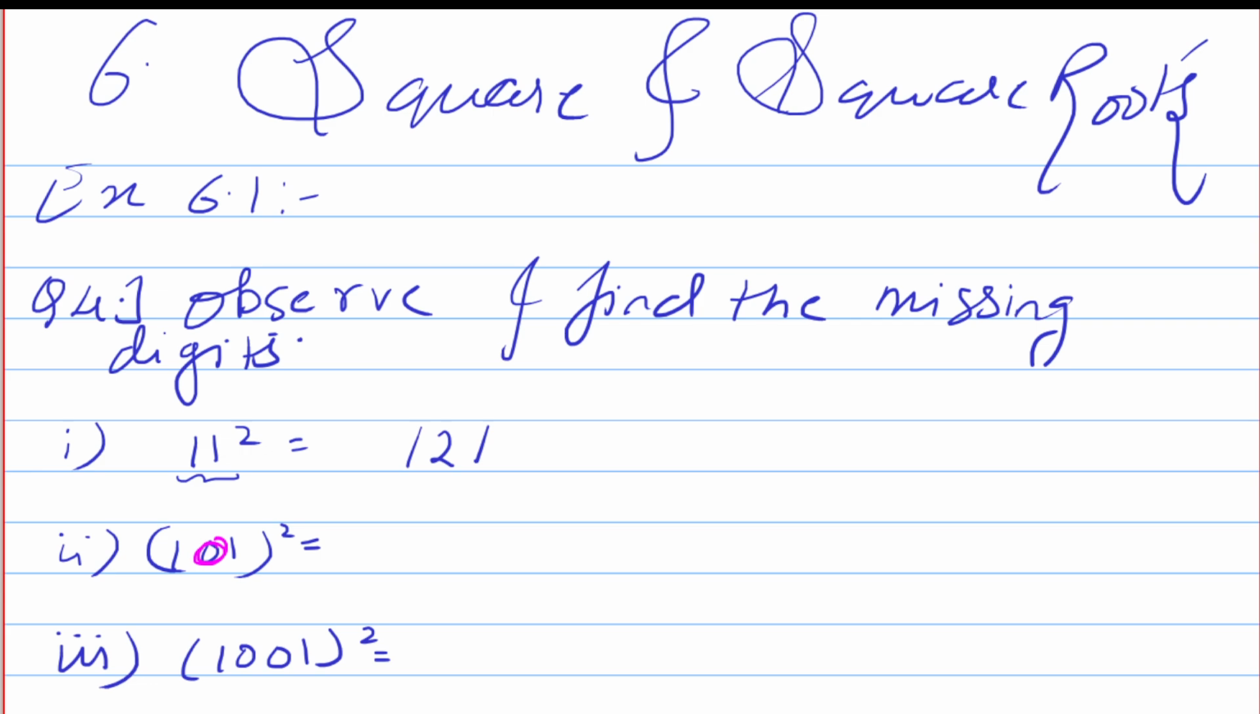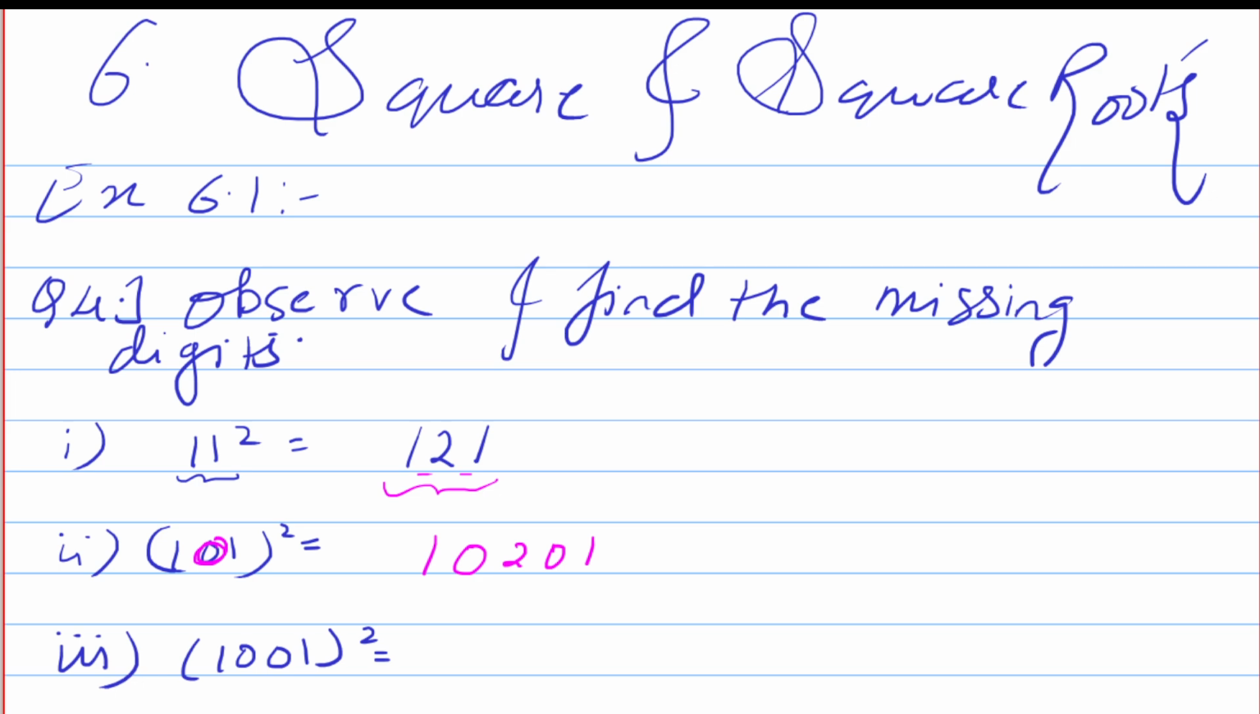So just substitute a 0 over here, between the digits of 121, and you'll get 10201. How many zeros between each digit have you substituted? Only 1 zero. Why is that? Because we are squaring 101.